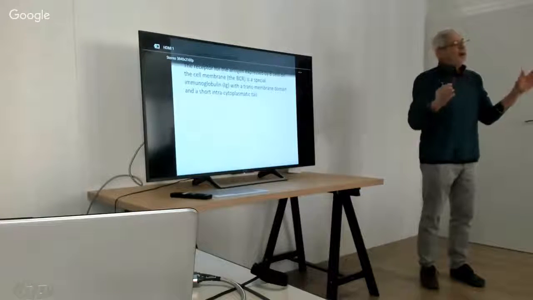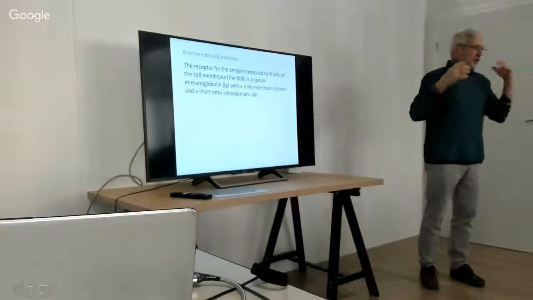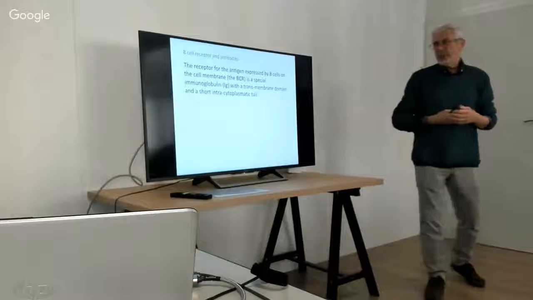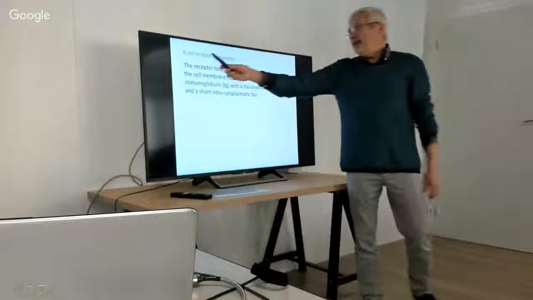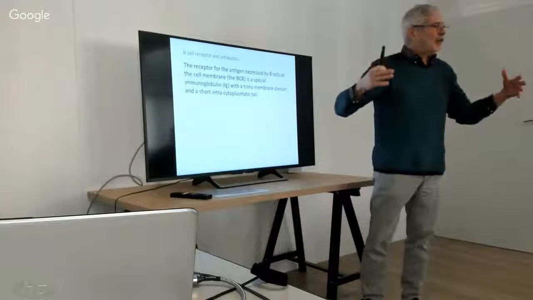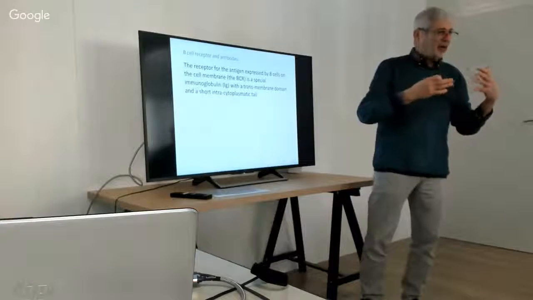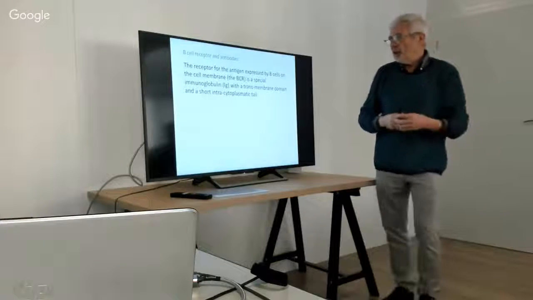Okay, this part of the lesson is very easy because it's just descriptive, no major problem. So, B-cell receptor and antibody. What are the structures, the features of the B-cell receptor? Because then we will discuss a few molecular details which are very important.